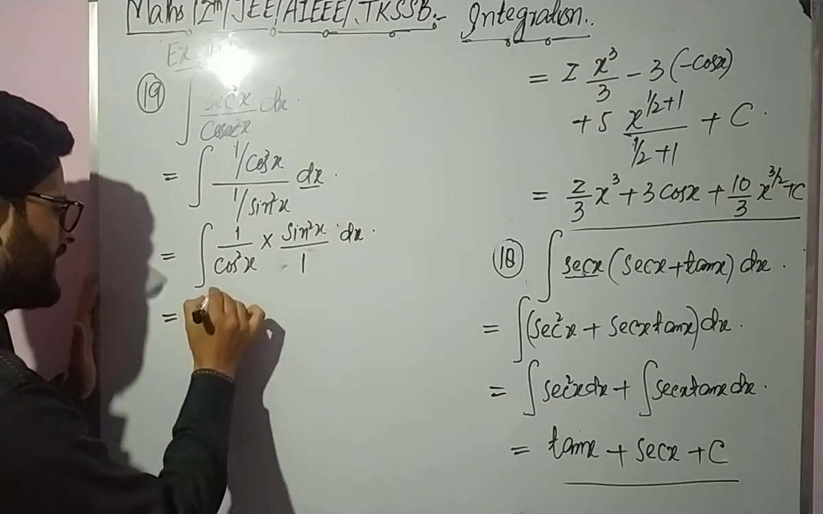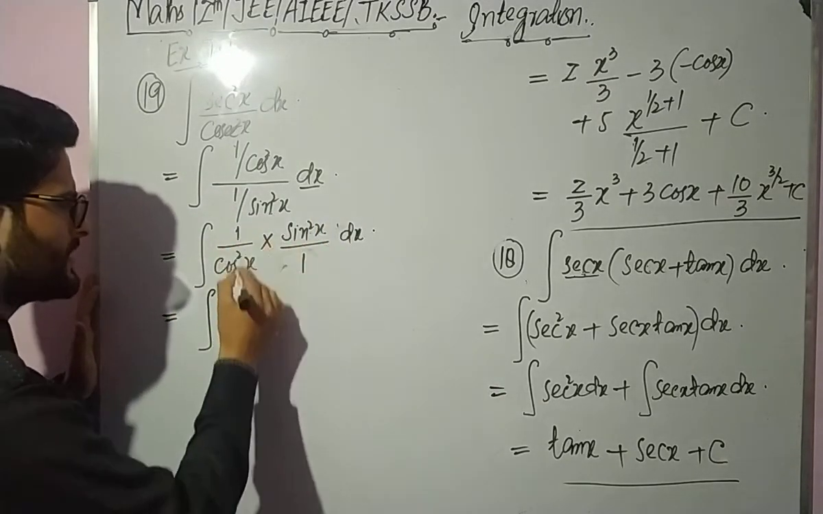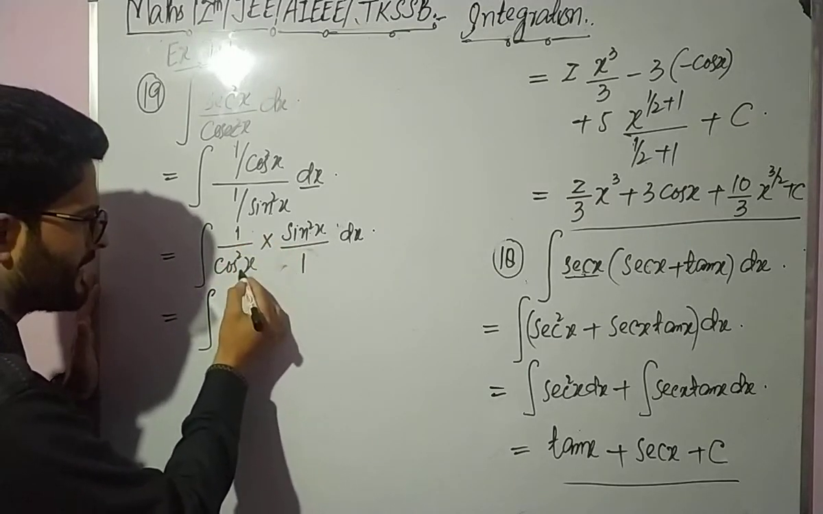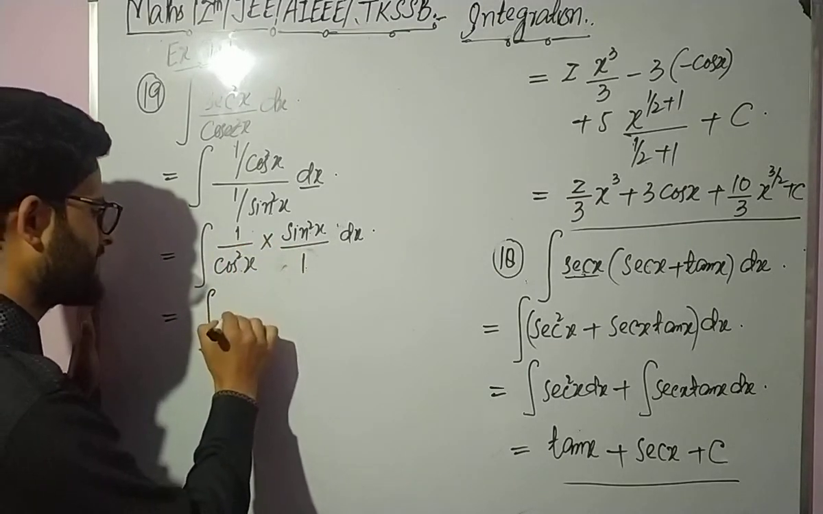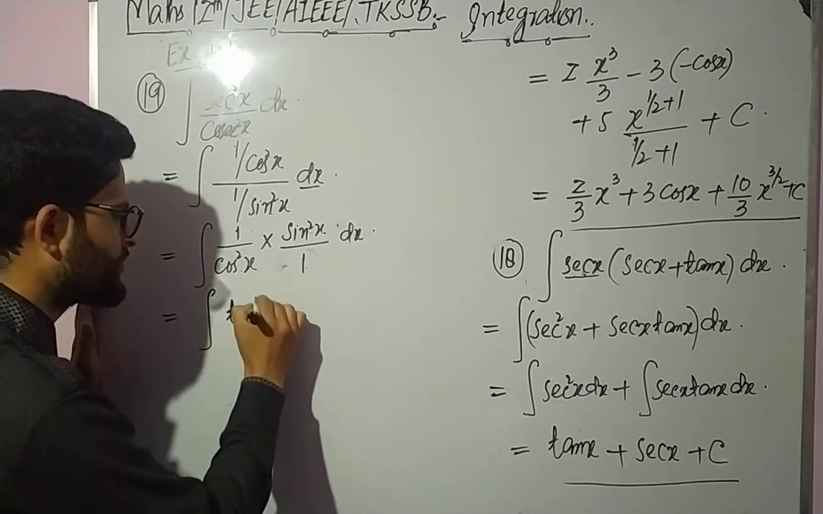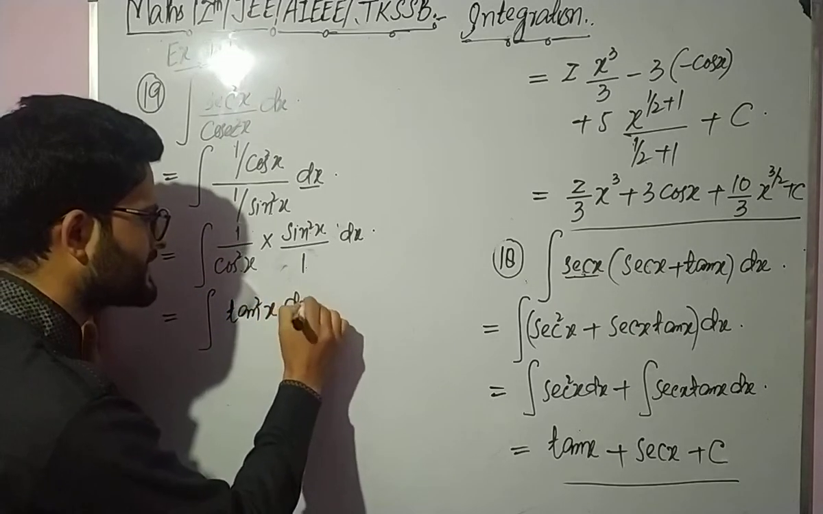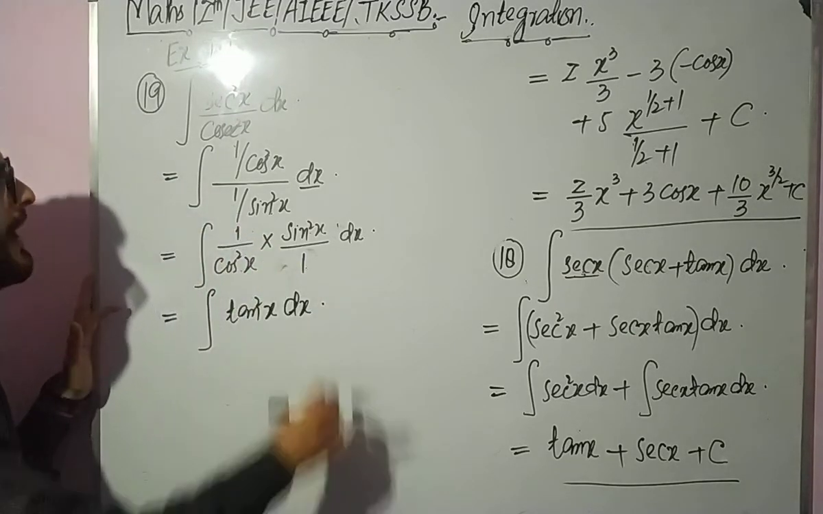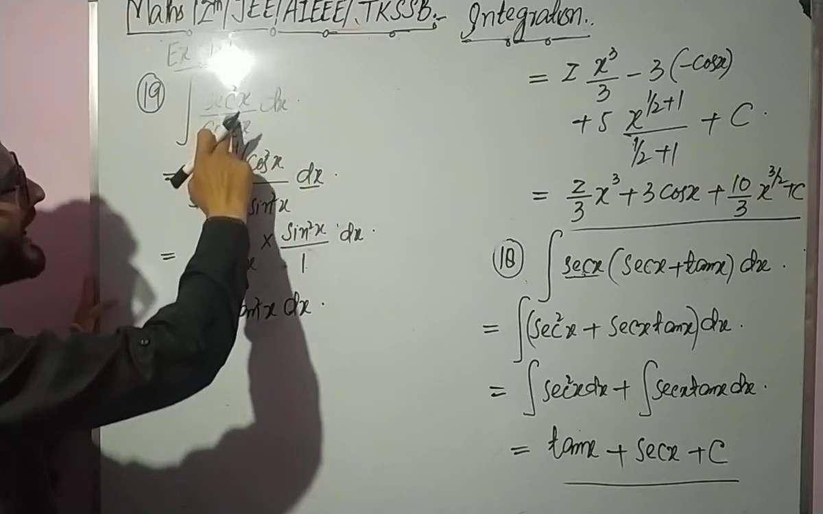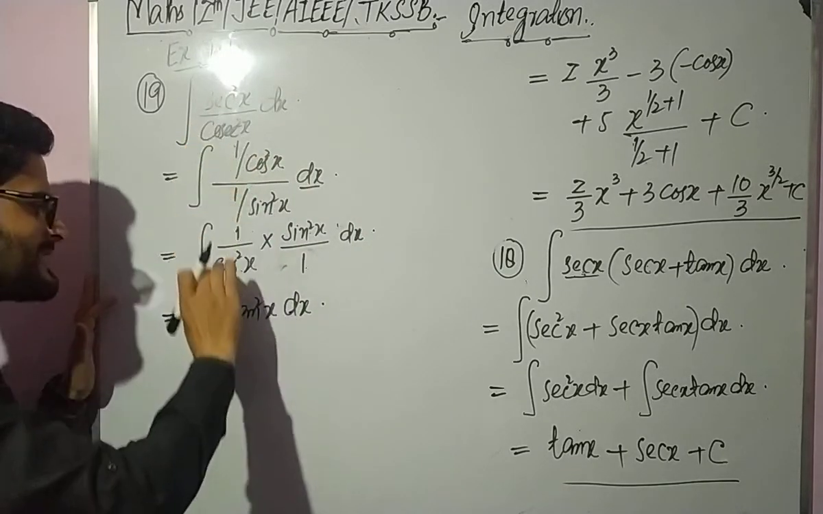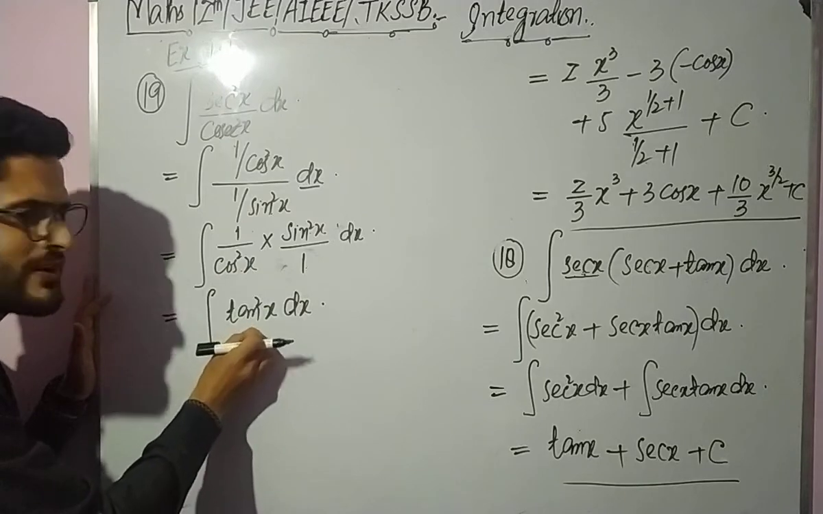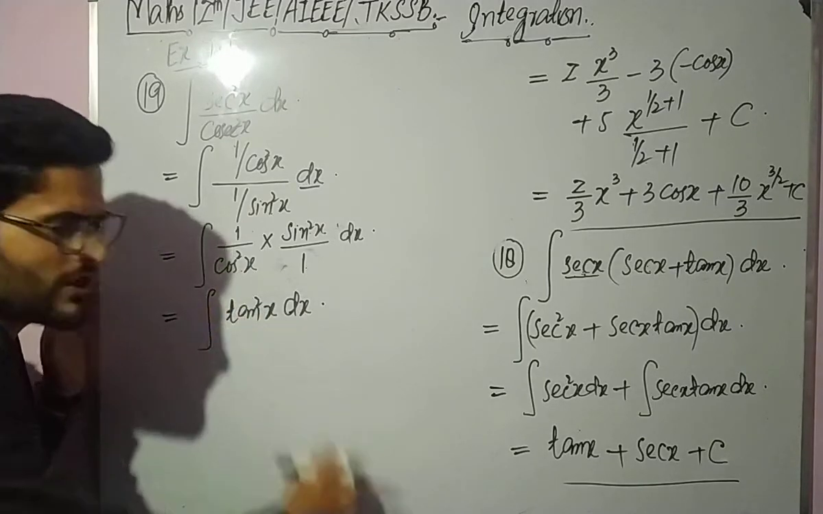And this will become integration of sine square x into 1, that is sine square x, divided by cos square x into 1, that is cos square x. So sine square by cos square will become tan square x dx. Now the integrand sec square x divided by cosec square x has been transformed just into a single function, and that is tan square x.